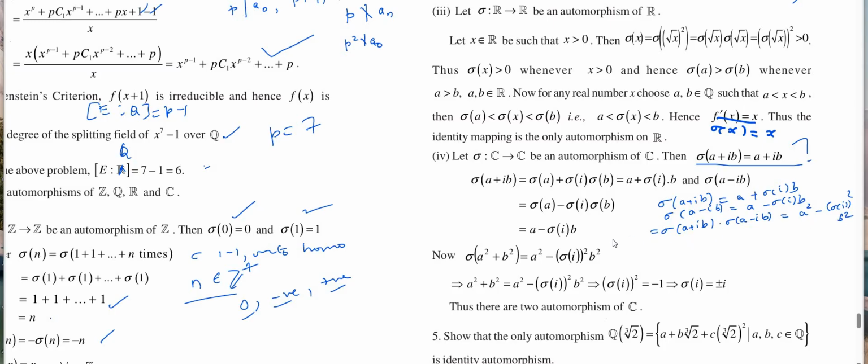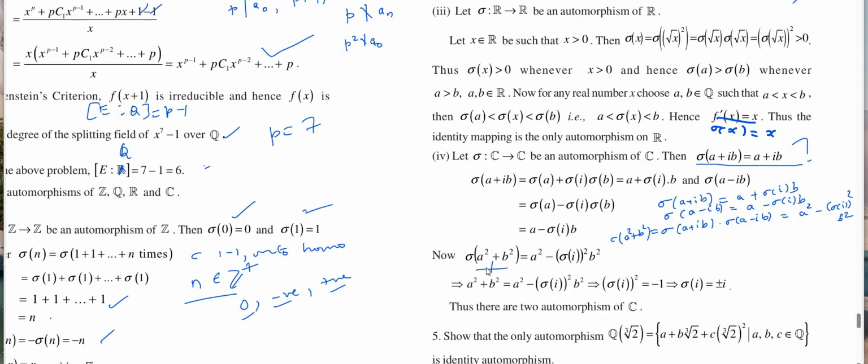But what is on the left side? It is sigma of a square plus b square. So sigma of a square plus b square is a square minus sigma of i the whole square b square. Now a square plus b square equals a square minus sigma of i the whole square b square, which means you should have sigma of i the whole square to be minus 1. So that in turn gives sigma of i to be either +i or -i.